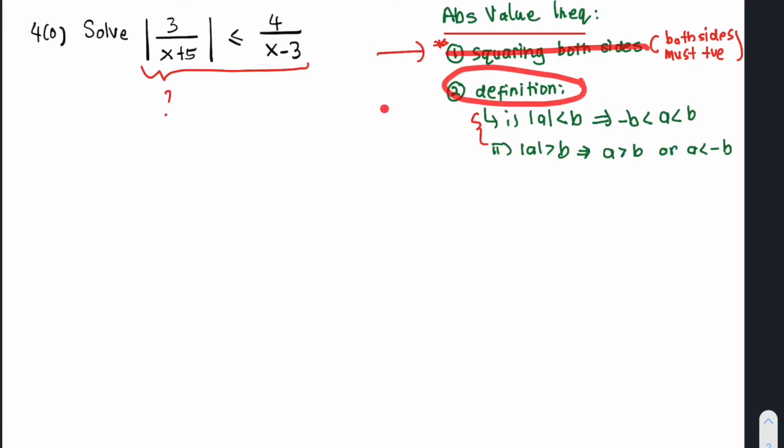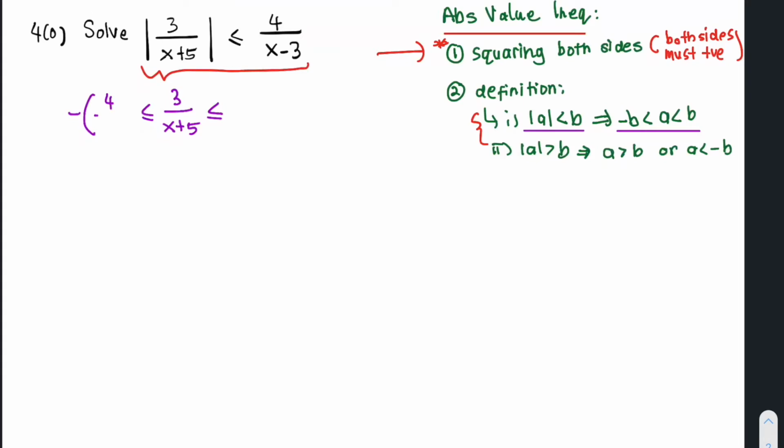So the only thing you can use is the definition. Because it is less than or equal to, you have to take the first definition. Write it down. The definition says that if you have the absolute value of A less than B, A will be between negative B and B. So to eliminate the absolute value, you will have 3 over x plus 5 in between, with the equal signs, negative 4 over x minus 3, and 4 over x minus 3.